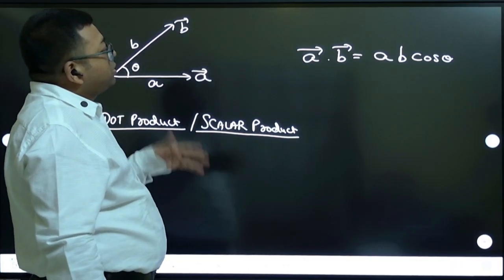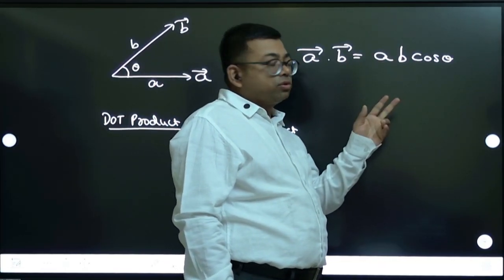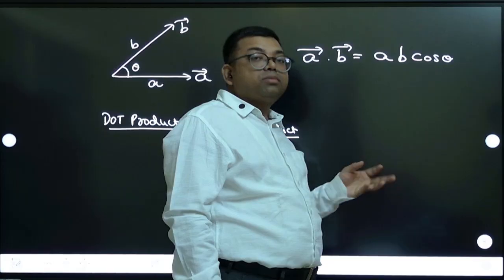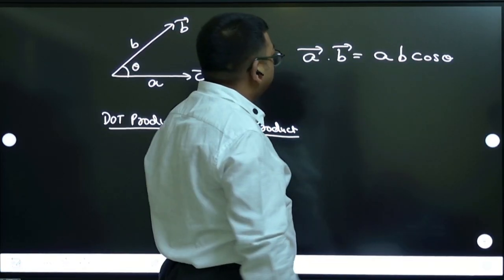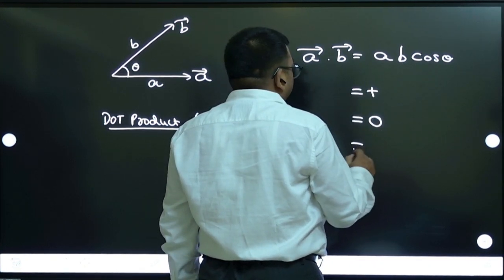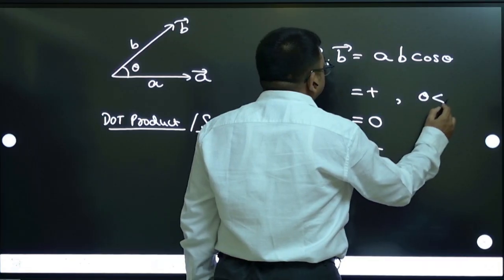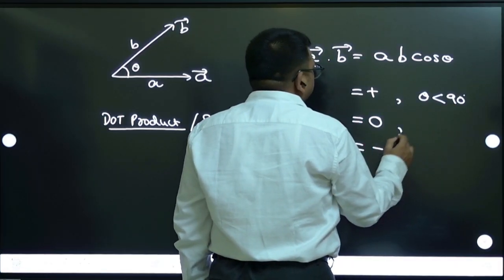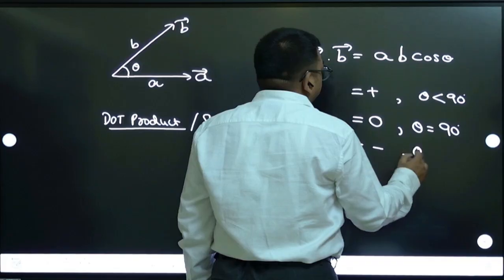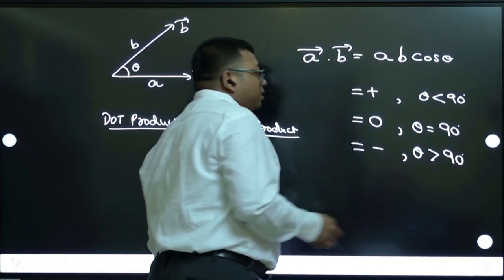Okay. So it can be positive, negative, or 0, because A and B are positive since they are magnitudes, but cos theta can be anything. It can be positive, it can be 0, it can be negative, depending on what theta is. It is positive when theta is less than 90 degrees or acute, 0 when theta is equal to 90 degrees, and negative when theta is greater than 90 degrees. So all the possibilities are there, anything can happen.